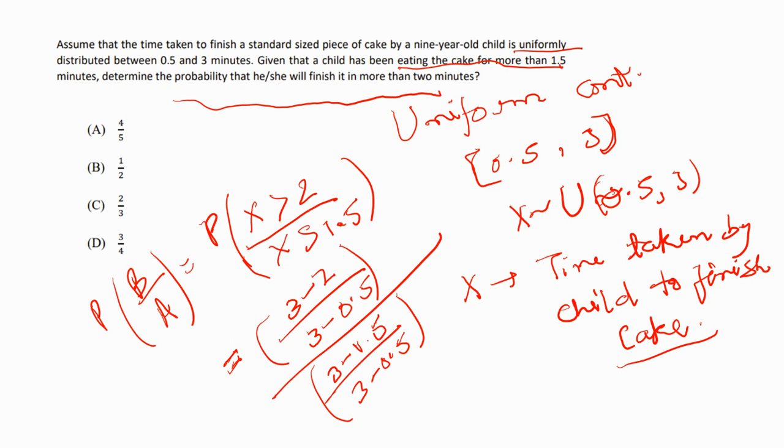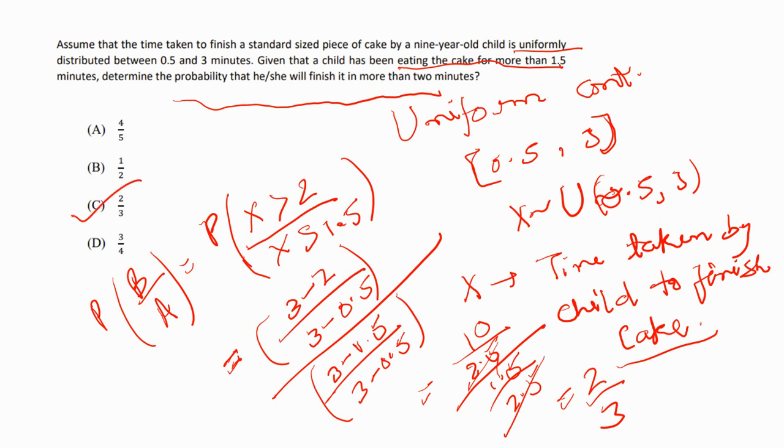So this is the probability that a child will eat the cake more than 1.5 minutes, and this is in more than 2 minutes. So now we can solve it. It will be 1 divided by 2.5 whole divided by 1.5 divided by 2.5. This will be cancelled out. So it will be 10 by 15, and 10 by 15 will be 2 by 3. So this will be this.